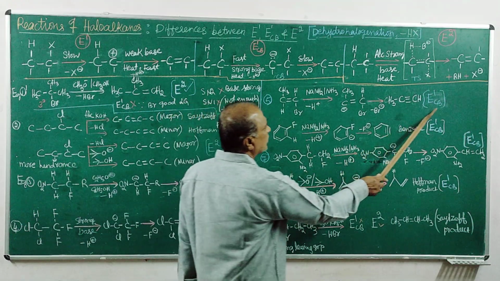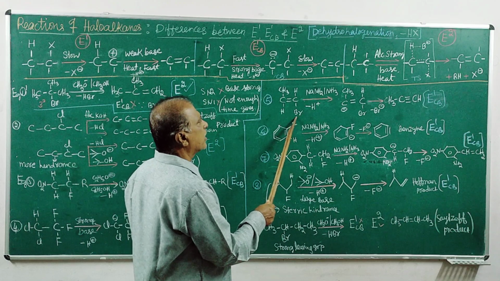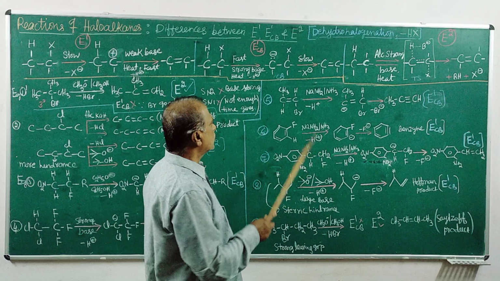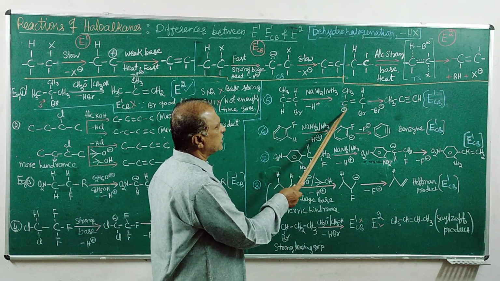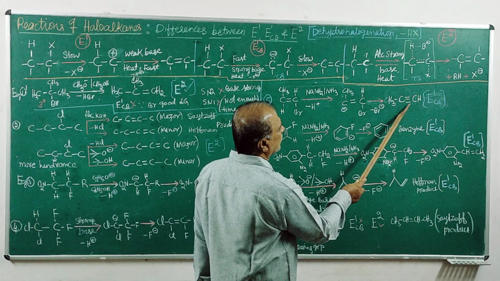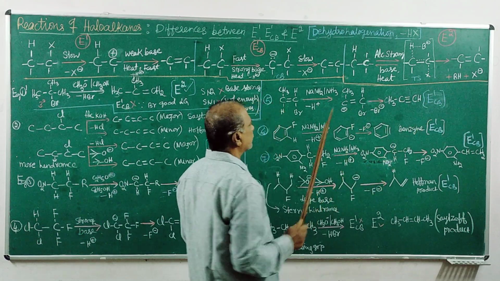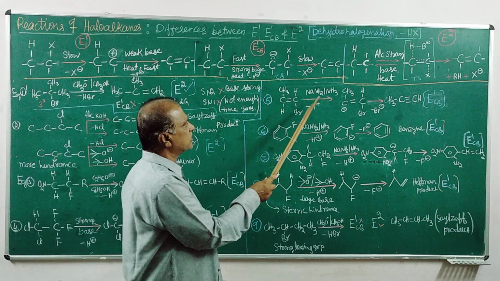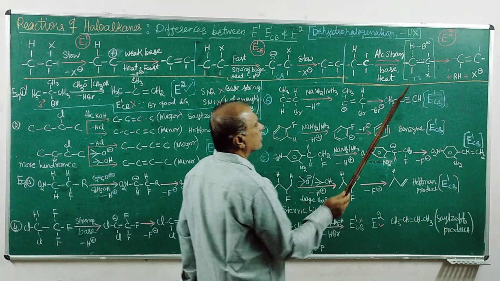So it undergoes the E1CB mechanism. Usually an alkenyl halide undergoing elimination gives alkyne formation. First this is removed as a carbanion, then this is removed, so the double bond becomes a triple bond: two pi bonds and one sigma bond. So usually alkenyl halides undergo elimination in the presence of a strong base like this, giving the corresponding alkyne. E1CB mechanism.